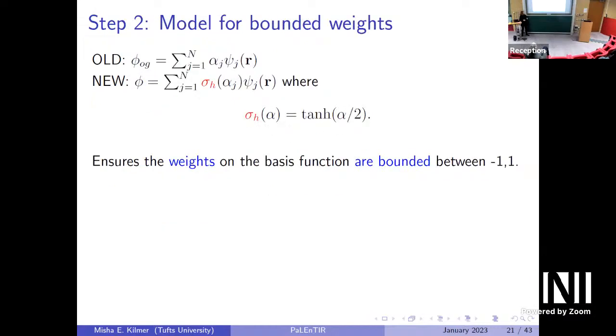The other thing I said I was going to do was to bound the weights. So I'm still solving for an alpha j, but here I'm going to put alpha, the expansion coefficients, into this function, and that ensures that the weights of the basis function are bounded between -1 and 1. So that helps with the stability.